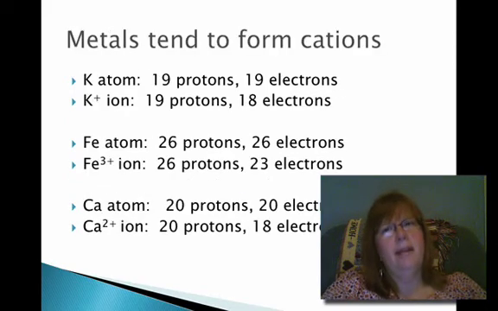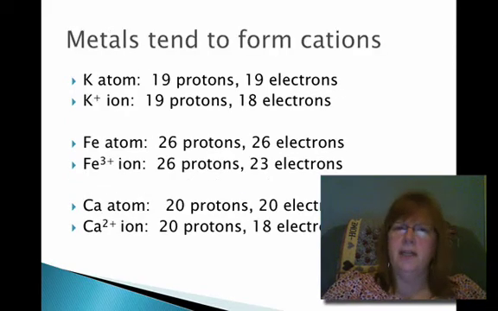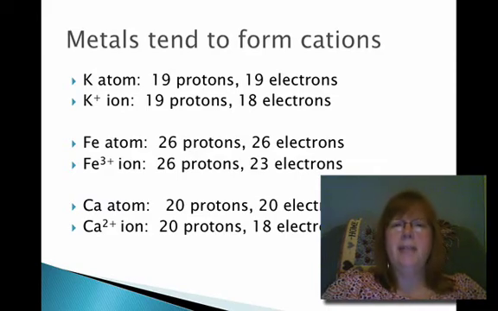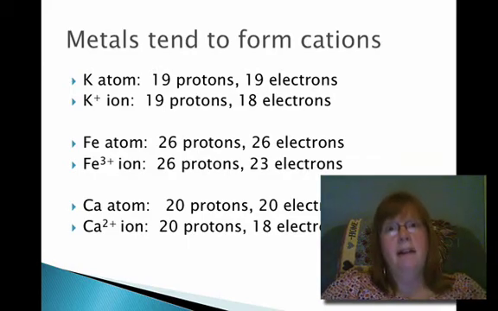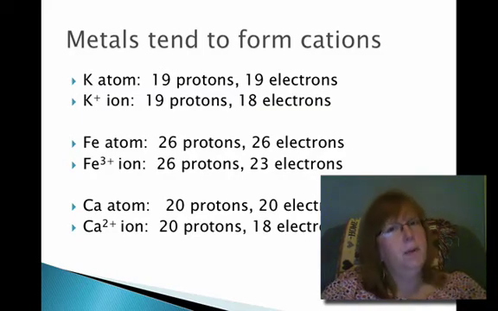Metals tend to form cations. They like to lose electrons. So if we look at the potassium atom with 19 protons and 19 electrons, if we look at the ion with that +1 charge, it lost an electron. Now, they can lose more than one.